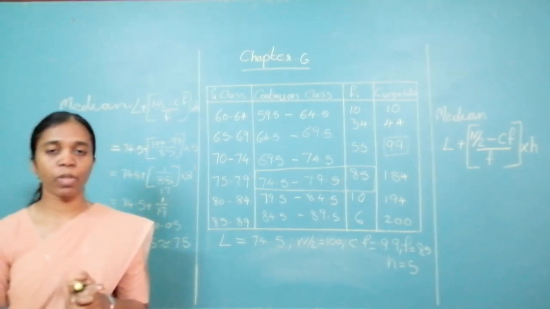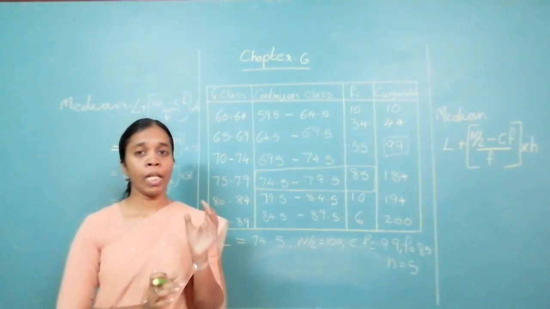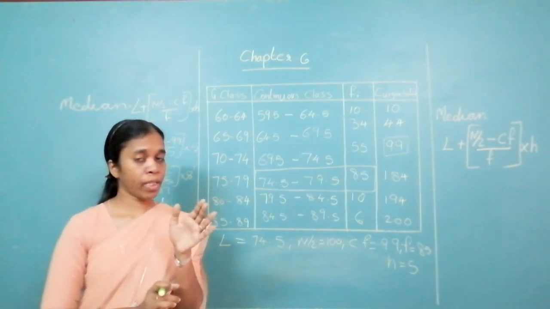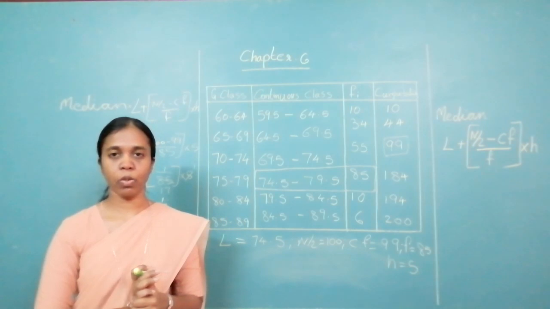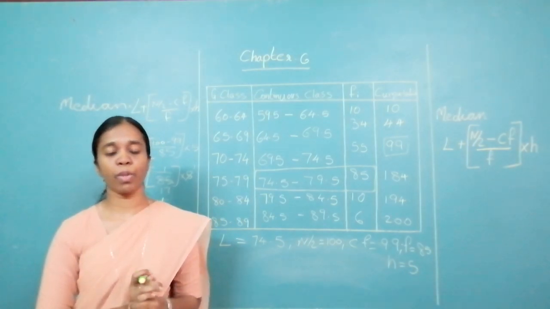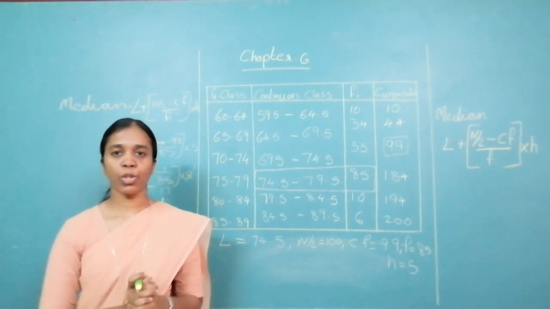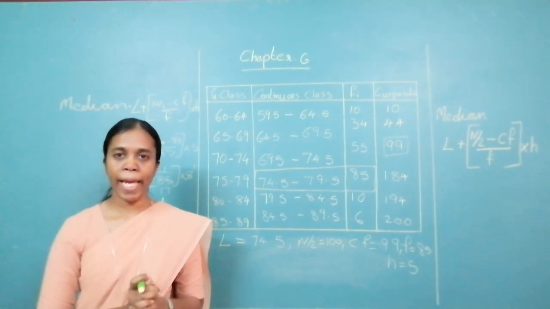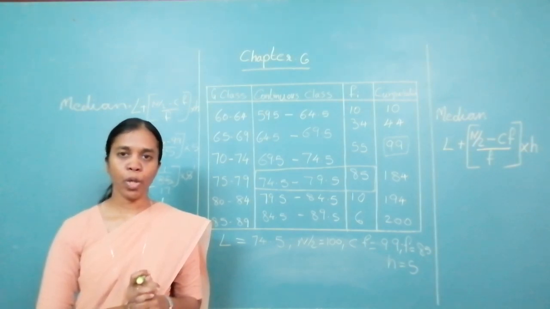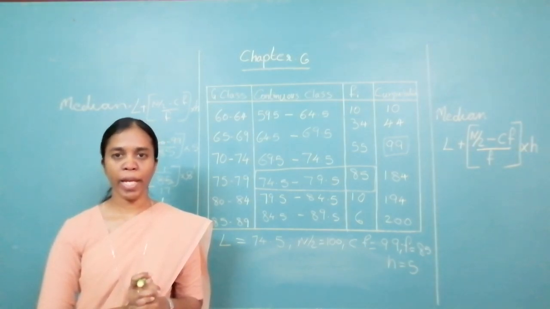The formula is important. What is the formula? Please remember to keep the bracket as it is. When you are learning the formula, you will be learning it with the bracket along with it. Okay. So please add that first into your formula group. Median is equal to L plus bracket N upon 2 minus CF upon F into H.